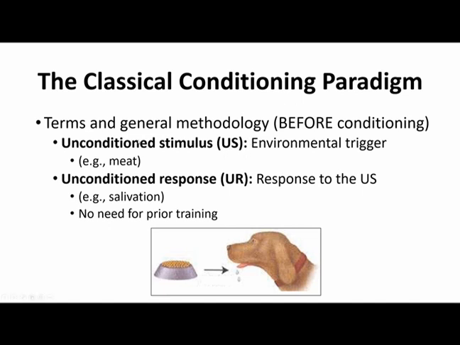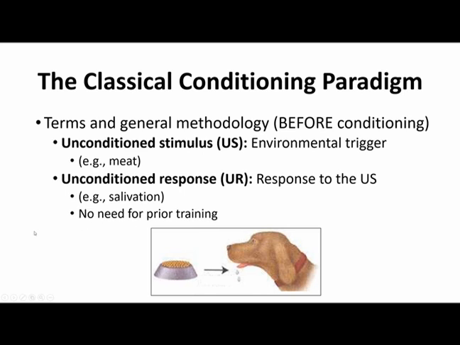is going to be some kind of environmental trigger, something in our environment. So for Pavlov, they might use dog food or meat. And that unconditioned stimulus is something that an animal doesn't have to learn anything about. It's usually going to be biologically relevant, something that they are automatically going to have a response to, which brings us to our unconditioned response, shortened to UR. This UR happens in response to our unconditioned stimulus.